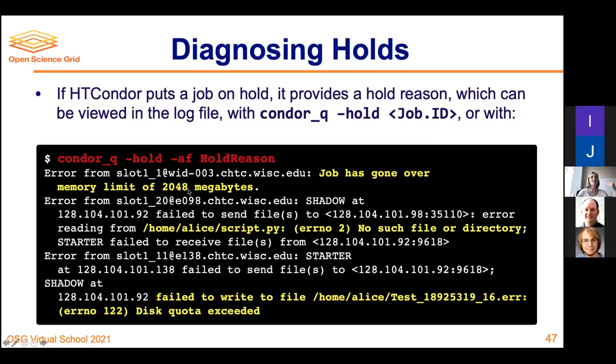But here are some examples. Job has gone over the memory limit of 2048 megabytes. Usually there's some component of human readable, user-friendly value here. Another one, no such file or directory for a file that was supposed to be sent to the job. This was a script, maybe that was our main executable or another input file or piece of code that was necessary. But maybe we had a typo in our submit file in how we specified that, or it actually exists in another directory and we just put the path wrong when we entered it in the submit file. Here's another one, failed to write a file. In this case, it looks like it's our standard error file that needed to come back to our home directory because our disk quota was exceeded.